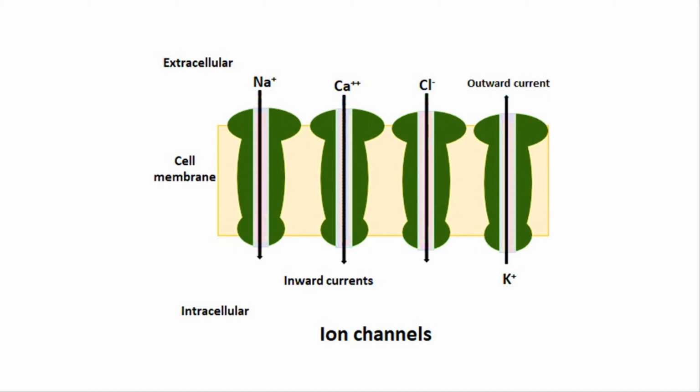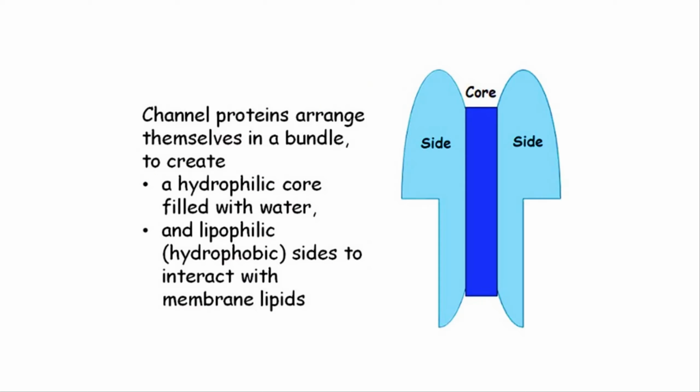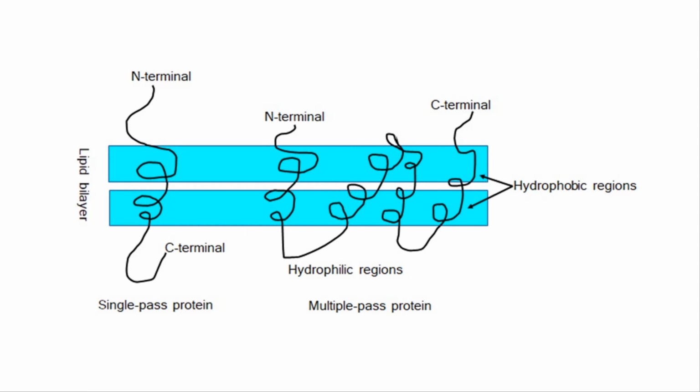Sodium, calcium, and chloride channels promote inward currents by moving into the cell, while potassium channels promote outward currents by moving out. Channel proteins arrange themselves in a bundle to create a hydrophilic core filled with water, and lipophilic, hydrophobic sides to interact with the membrane lipids. Receptors and channels are mainly formed of integral membrane proteins.